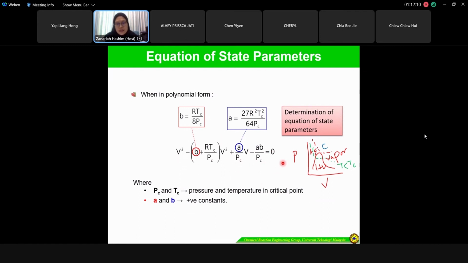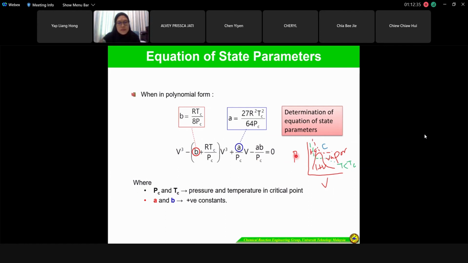Remember last time I showed you the PV graph. You have this line showing the isotherm, a curve like that. This curve, the red dashed line, can actually be represented by this equation.